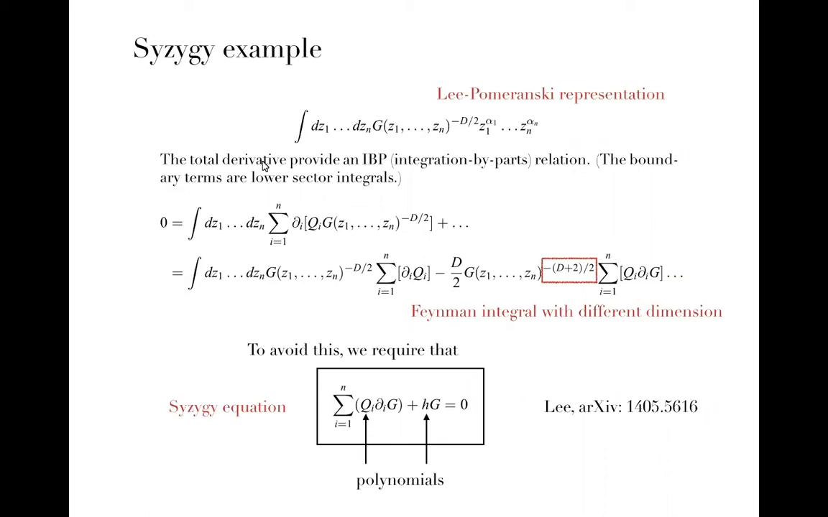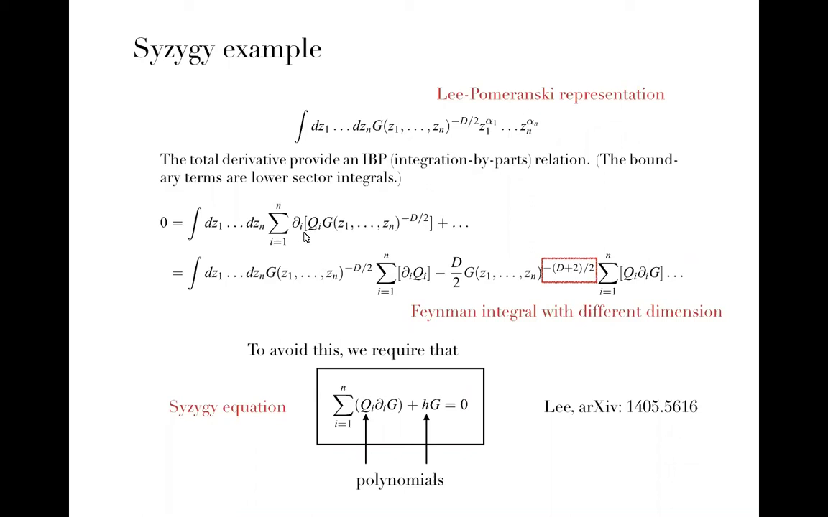Then the question is, suppose I want to find IBP relations, that means with different alpha, I try to find some relation between the integrals. So again, if you take a naive total derivative, and suppose you forget about the boundary term, actually there is a non-zero boundary term, but boundary terms are under control because they are lower sector integrals. Don't need to worry about that. If you take the total derivative and drop the lower sector integrals, Q is again some function of Z you want to add here.